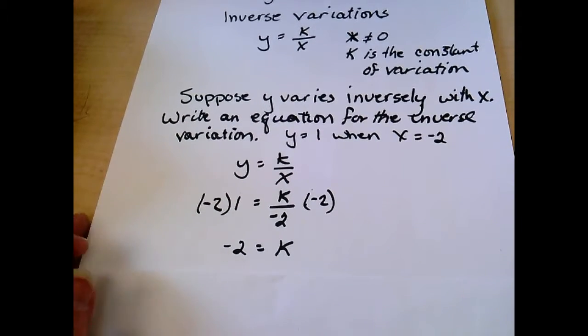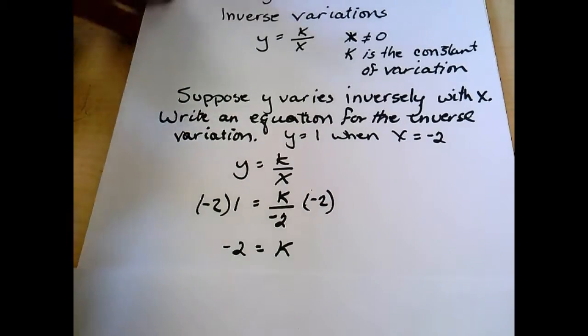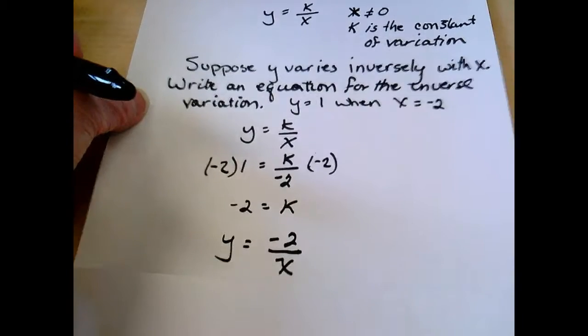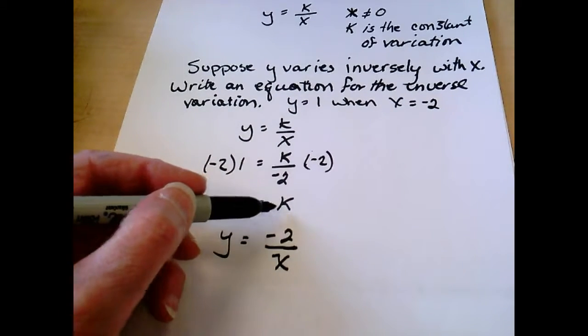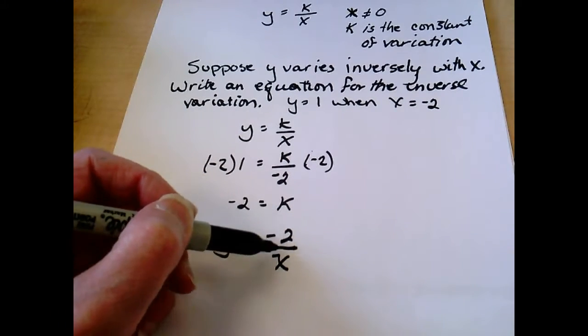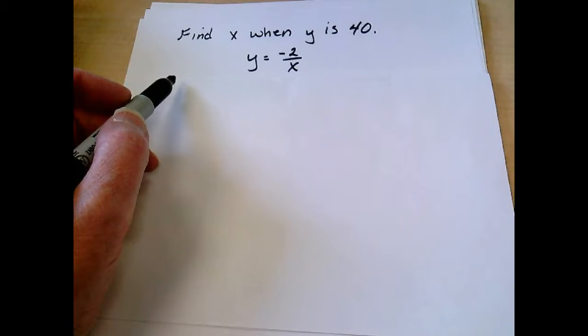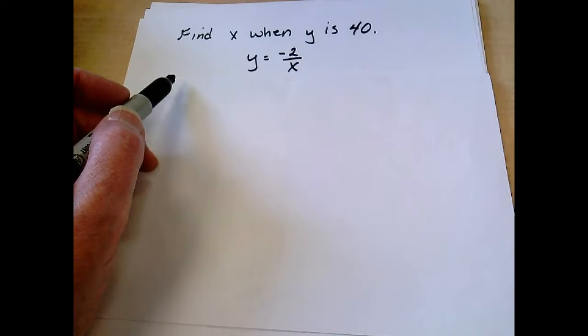So that was where we rewrote our equation. Just like we did with direct variations, we do the same in inverse variations. Now that k is -2, we put it on top over x equals y, and we've written our equation. The same thing happens in inverse variations. I'm going to be asking you this on the test.